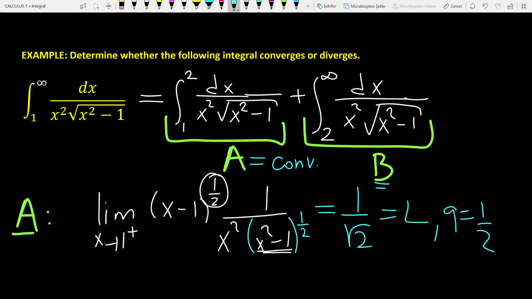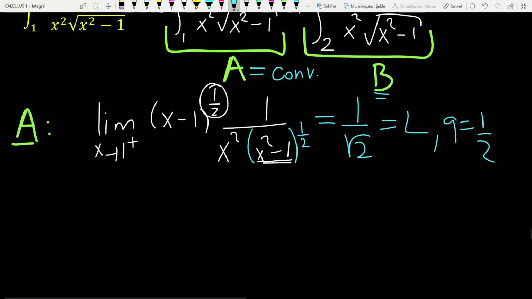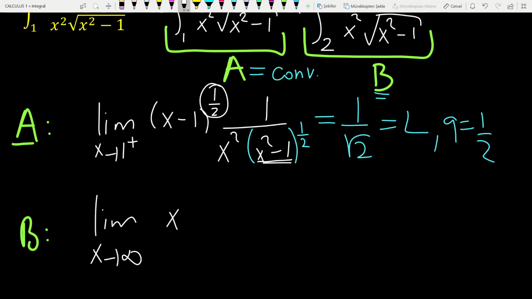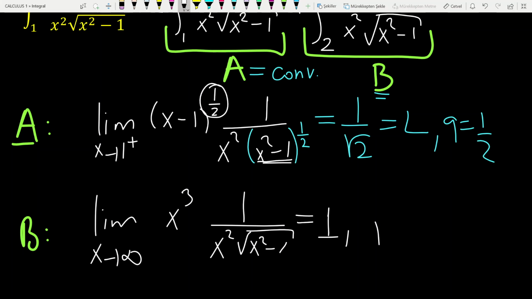What about the second part? This is type 1. For type 1 improper integrals, I also want to use the modified limit comparison test. Let me first write the expression. x tends to infinity. Since this is type 1, I take p as 3. So we have x cubed times the function f, x squared times the square root of x squared minus 1. So this is 1 when x tends to infinity. And p is 3, as you see, which is greater than 1.